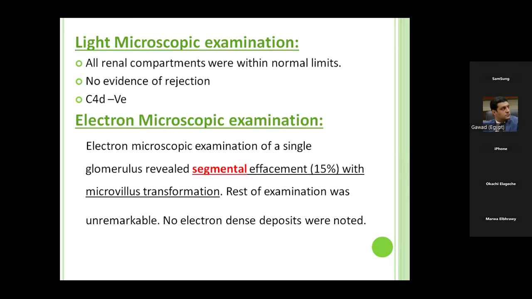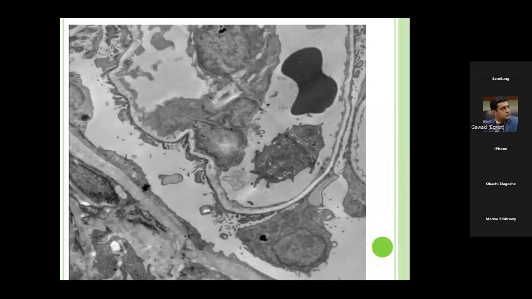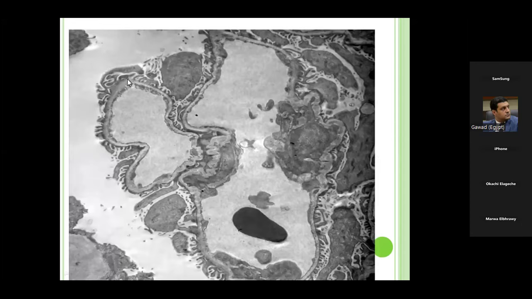Under light microscope, everything was normal, no change. Under electron microscope, just a single glomerulus showed segmental effacement, 15%, with microvillus transformation, and the rest of the examination was unremarkable. There were no electron dense deposits. So the effacement here is just segmental, very minimal. It's not diffuse effacement. This is the area of effacement. And here just broadened. Here it's totally normal.